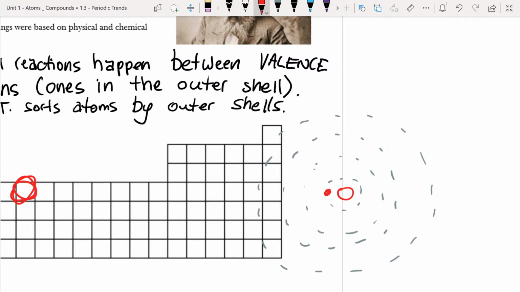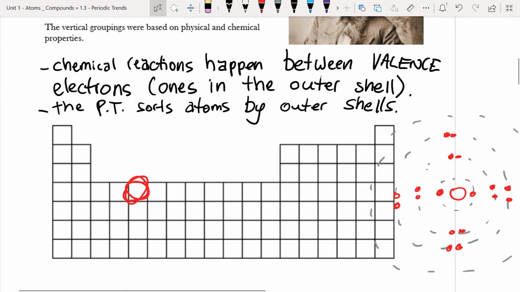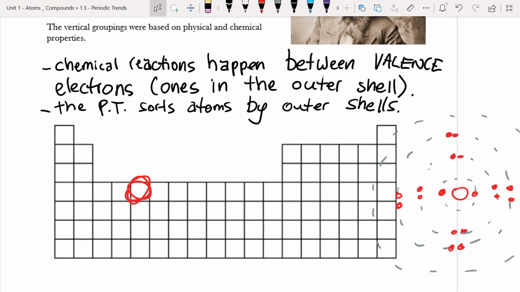I could go 1, 2, 1, 2, 3, 4, 1, 2, 3, 4, 1, 2, 3, 4, 1, 2. Okay, there we go. And then what about the shell it's in? How do I know about that? It'll have 5. Good, you both got it. How'd you know that? Because it's the 5th one in. 1, 2, 3, 4, 5.